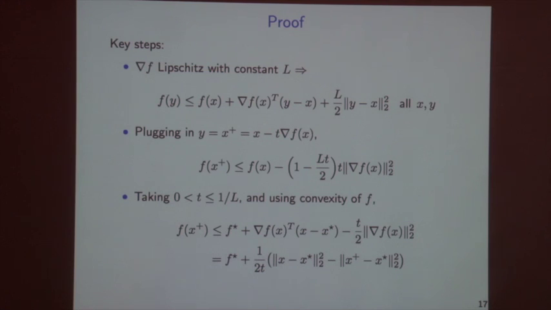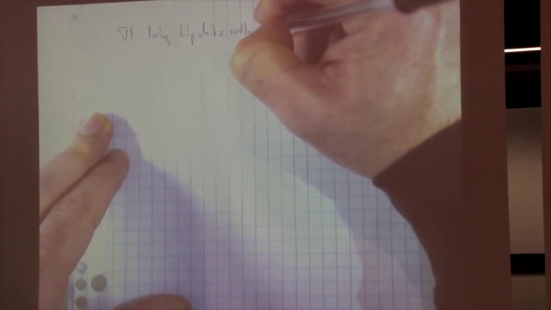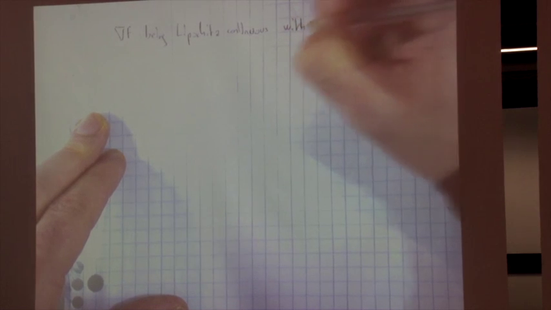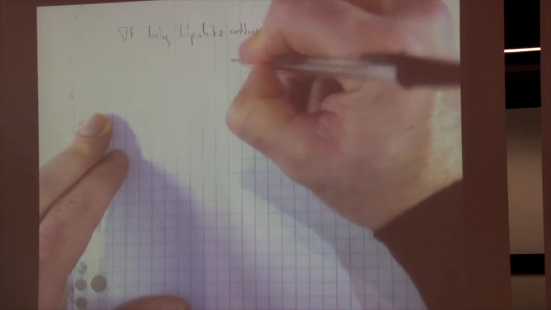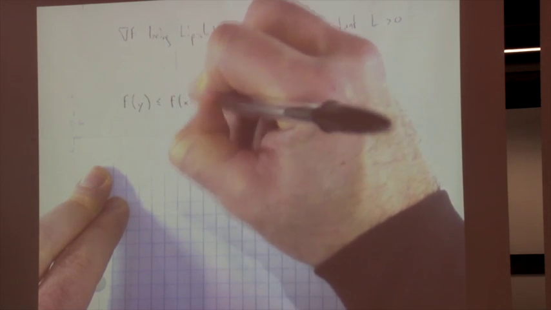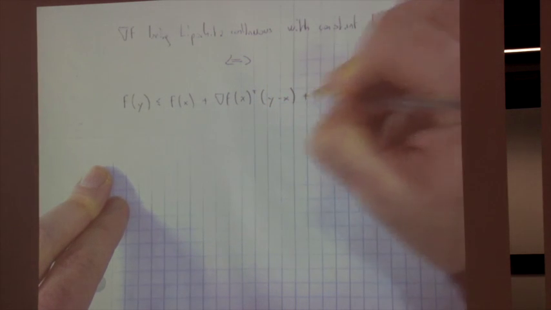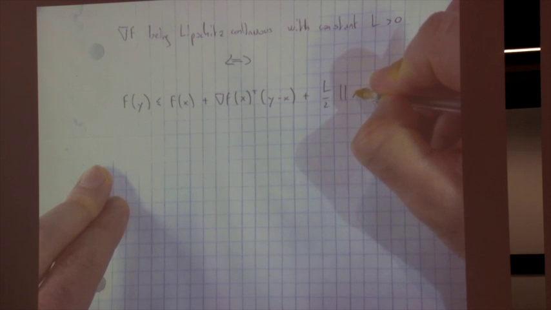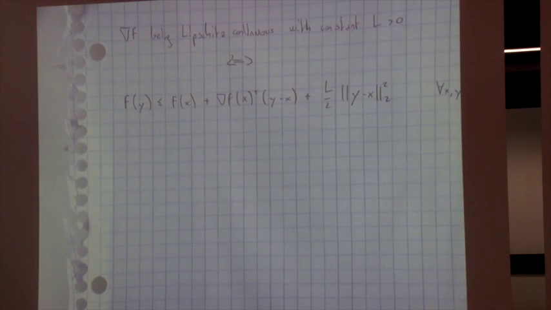Remember, this is part of homework 1. You should have shown in homework 1 that the gradient of f being Lipschitz continuous with constant L is equivalent to saying that f of y is less than or equal to f of x plus the gradient of f at x transpose times y minus x, plus L divided by 2 times the square norm of y minus x. This is for any x and y.